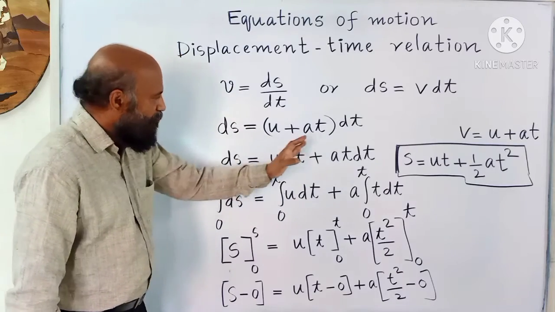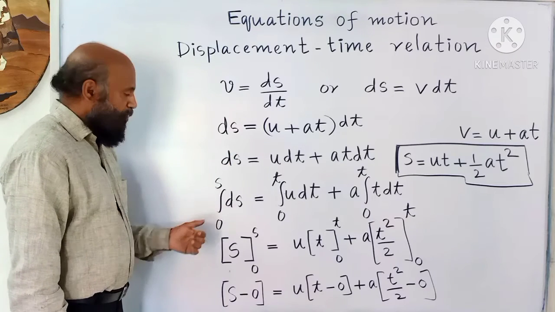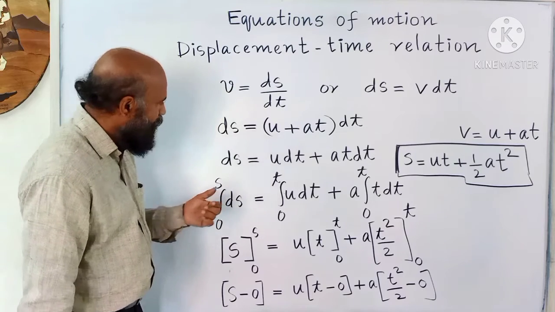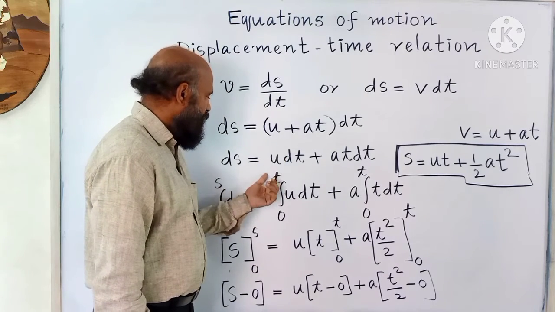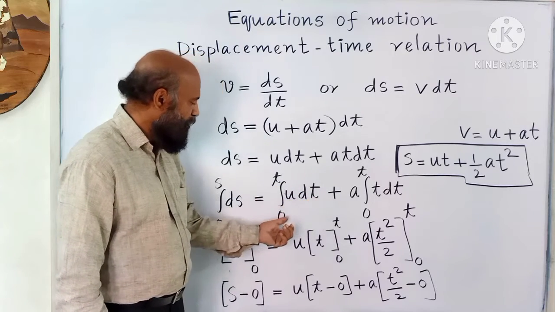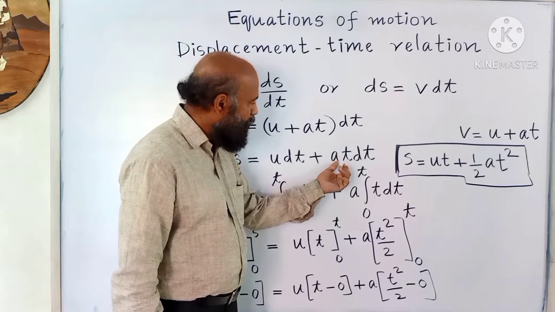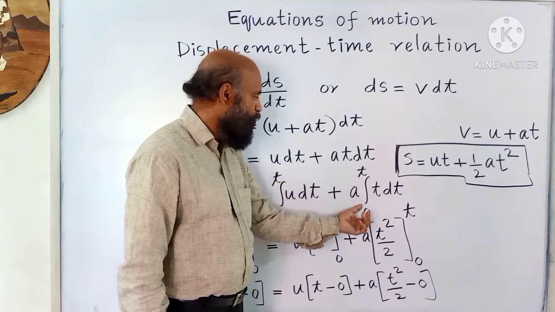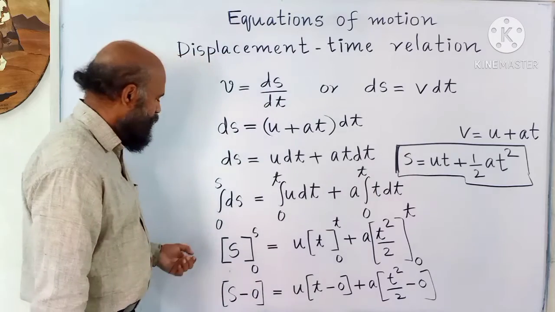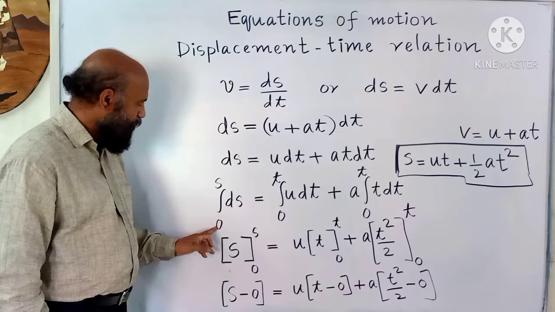then integrate every term. Here integral of ds. Here variable is displacement, initially 0, finally s. Here when we integrate, integral of u dt, here time is the variable. Here time is changing from 0 to t. Here uniformly accelerated motion, so a is a constant, take it outside. Then integral of t dt. Initially time is 0, finally time is t. Integral of ds is s. Then limits, lower limit 0, upper limit s.